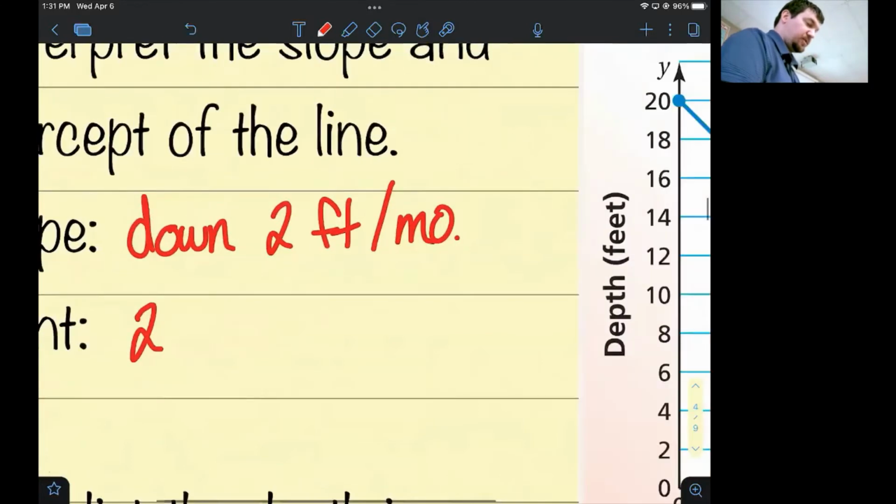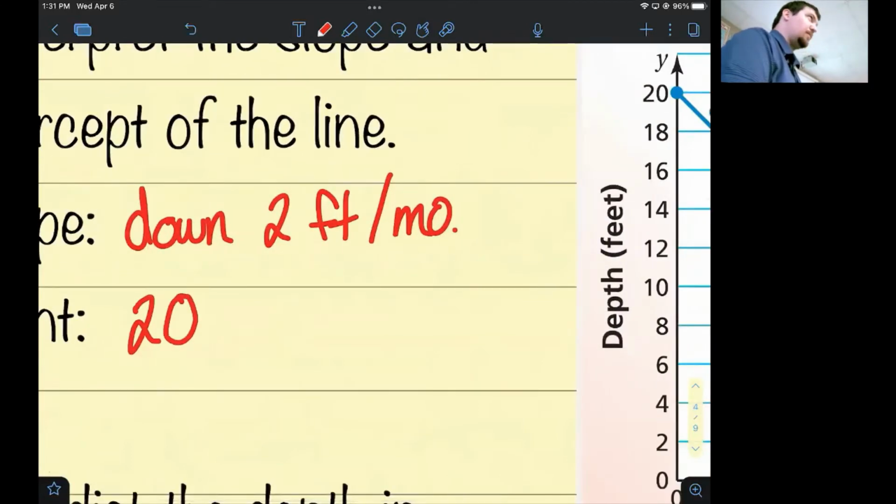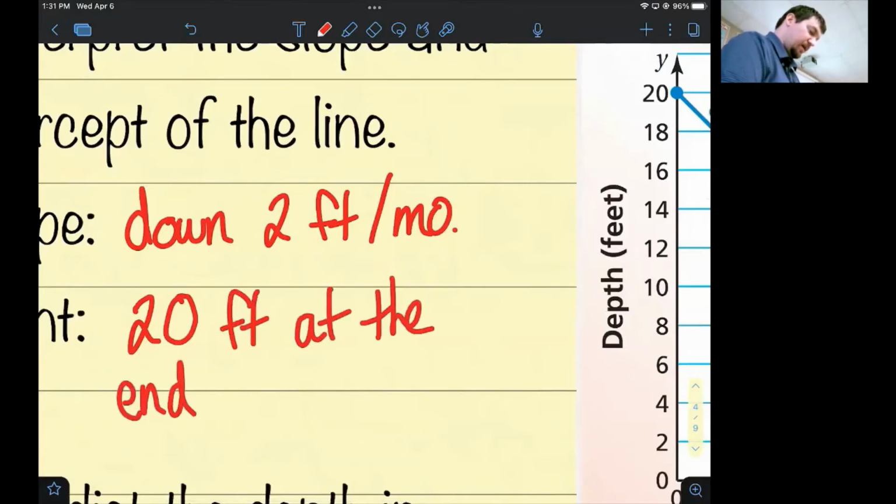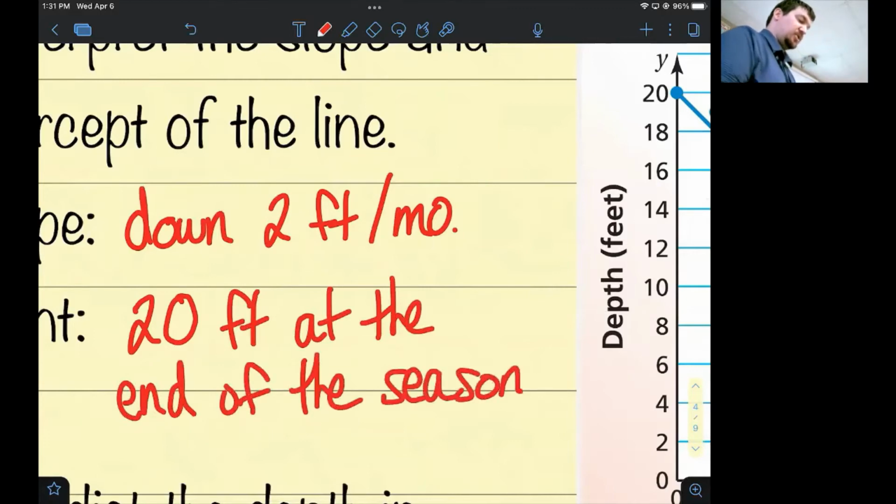I'm sorry, 20 inches. No, it is 20 feet. The last problem was inches. Okay, 20 feet. And we'll say at the end of the season, or technically you'd say at the start of our calculations. But we started calculating at the end of the season.